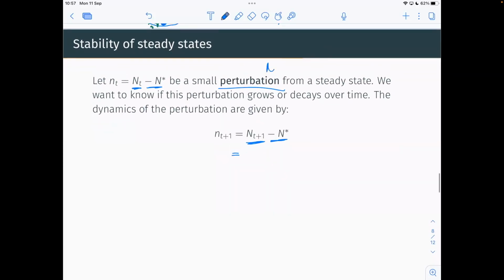Now, if you remember, our N t plus 1 we just defined to be some function f of N t. So that means I can write this as f of N t. And I can also write this as minus f of n star, okay? The reason we can do that is because n star is equal to f of n star. That's what it means by definition for it to be a steady state.